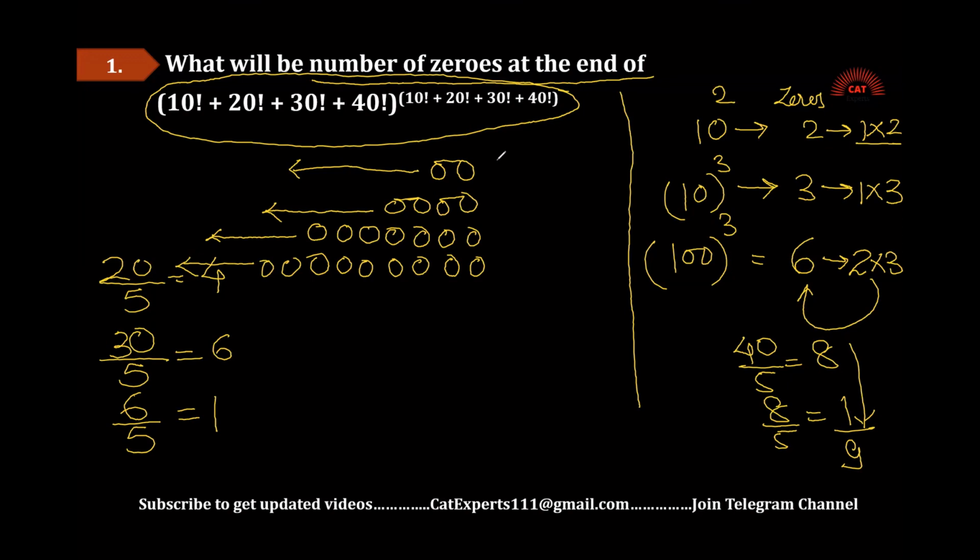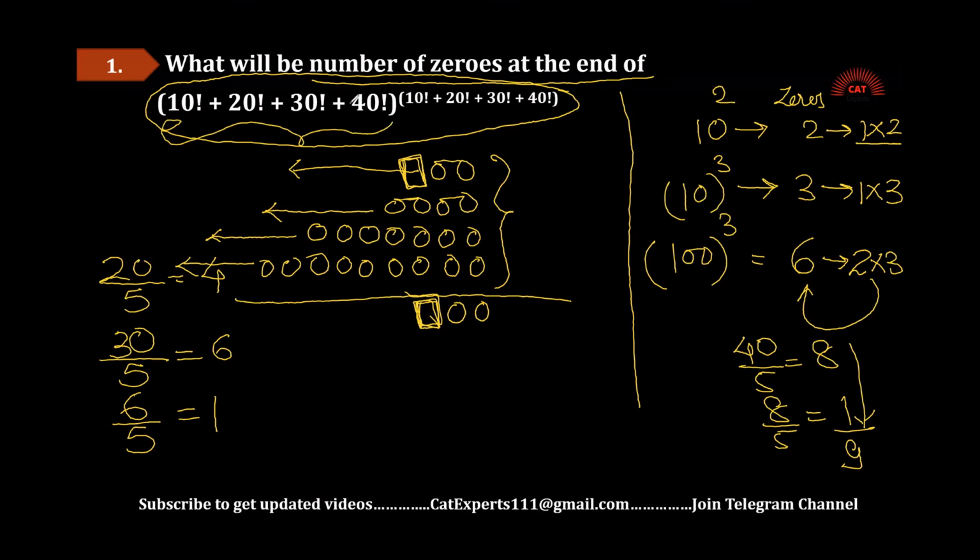Now, when I add all these 4 numbers, how many zeros will be there at the end? I will get 2 zeros. Since this digit is a non-zero digit, this number will also become a non-zero digit, even though these 3 numbers consist of zeros, the final addition will become a non-zero digit. So what can I say? This number given in the bracket should have 2 zeros at the end.